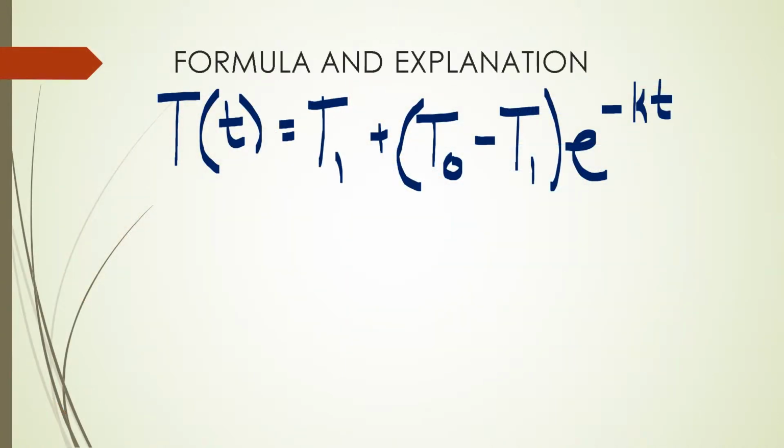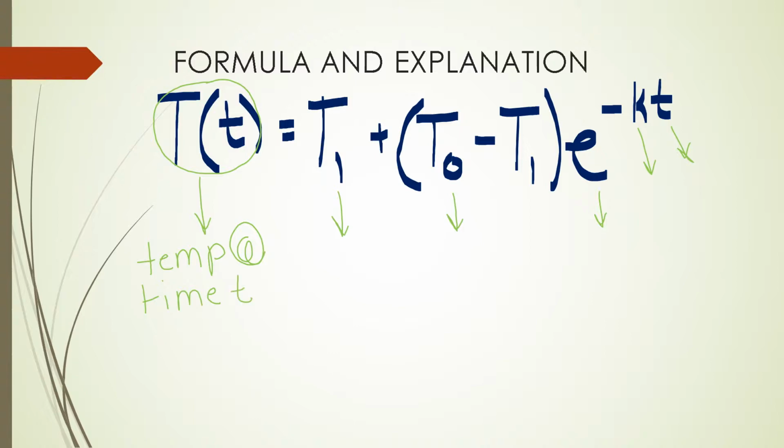And here we have the formula for Newton's law of cooling. We're going to go through and make sure we understand what each of these represents. So our first symbol is the temperature at time t. And that basically means whatever time.